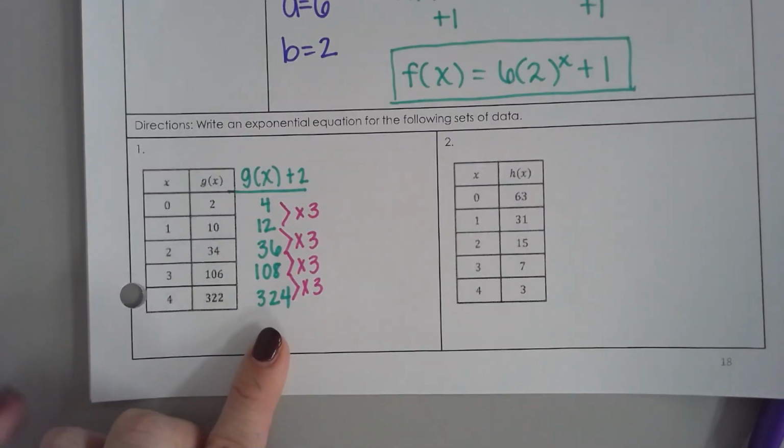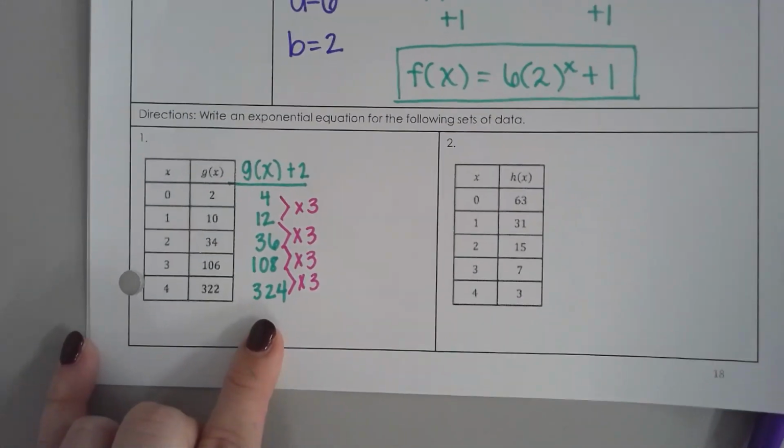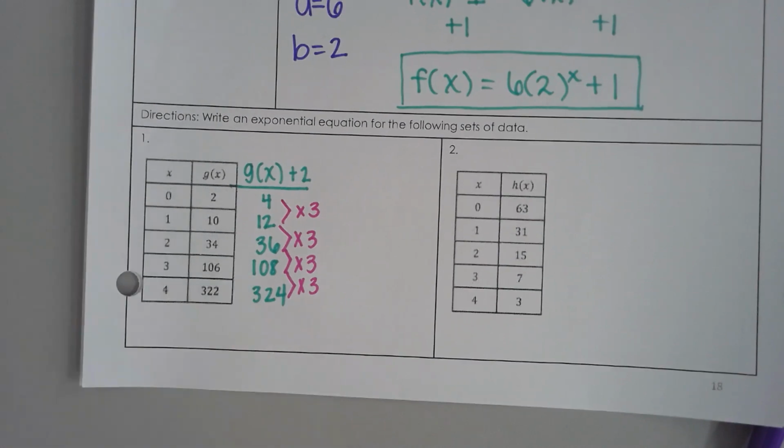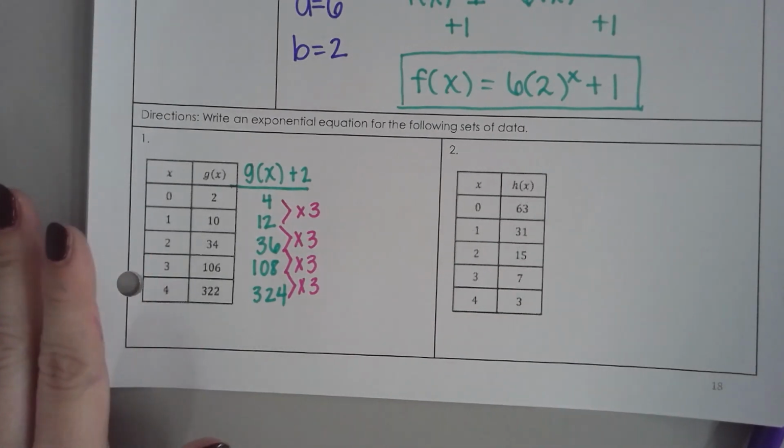So how did you get 2? She just played around and probably said, okay, well what do I get if I add 1? No, that doesn't work. What if I add 2? Oh, look, that works. You've got to just try out numbers.